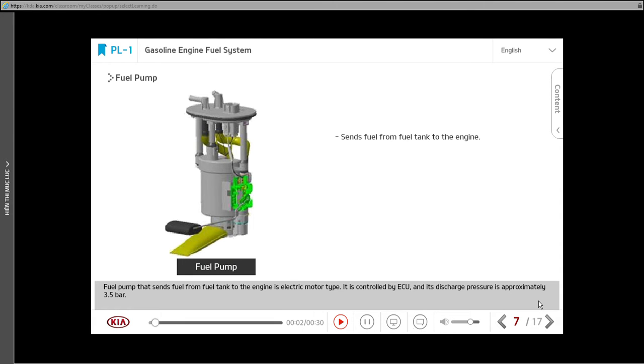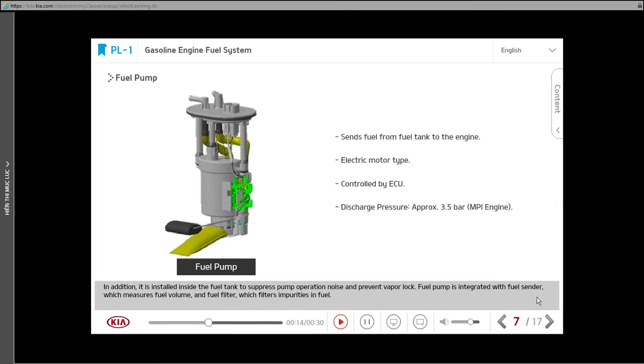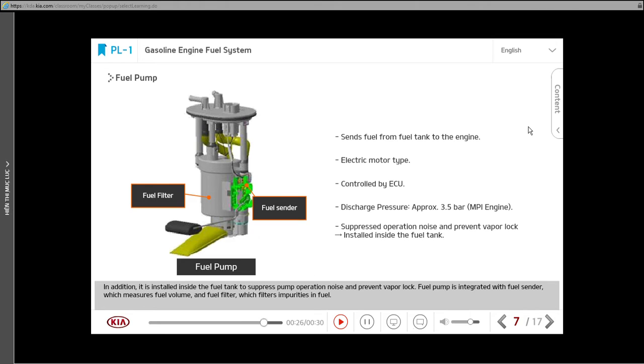Fuel pump that sends fuel from fuel tank to the engine is electric motor type. It is controlled by ECU, and its discharge pressure is approximately 3.5 bar. In addition, it is installed inside the fuel tank to suppress pump operation noise and prevent vapor lock. Fuel pump is integrated with fuel sender, which measures fuel volume, and fuel filter, which filters impurities in fuel.